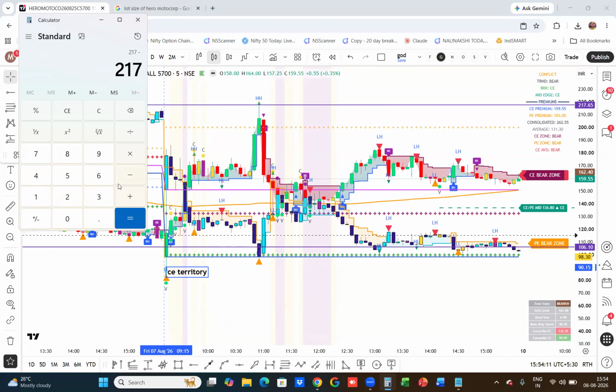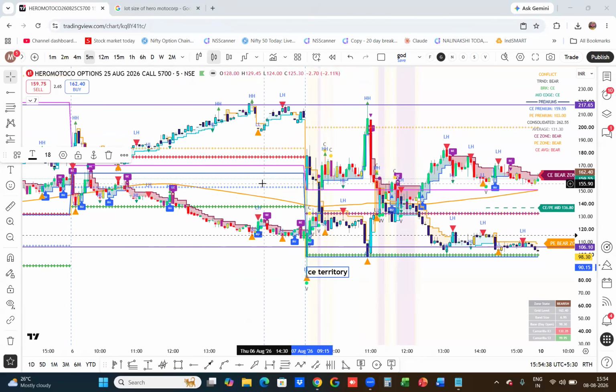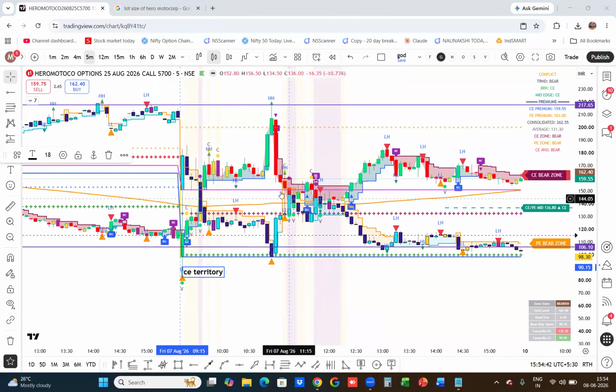217 minus 159, you are getting 58 points into 150. You are capturing 8,700 rupees. This type of situation actually happens on and on. This is the conversation between the call option premium and the put option premium. This is what I have observed. All the people can take note of this.